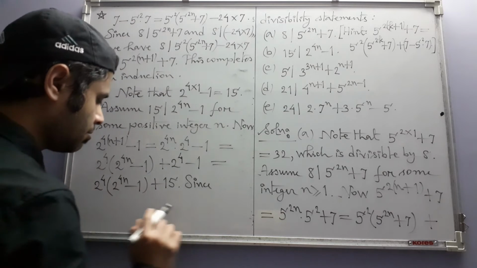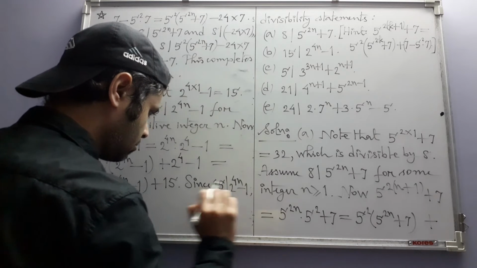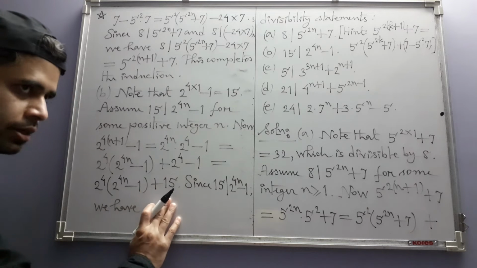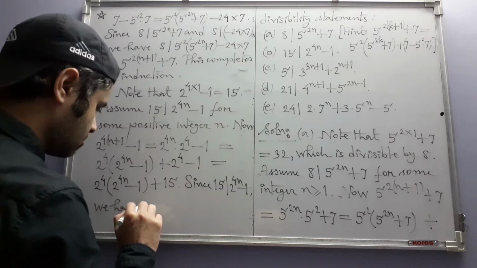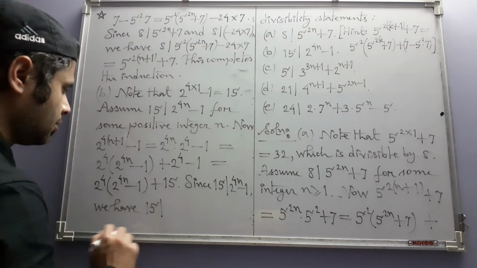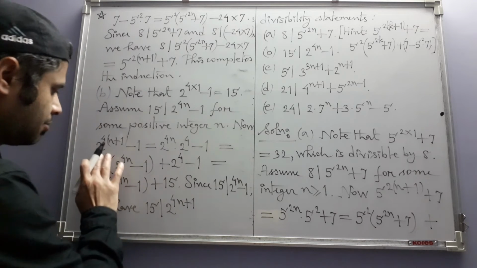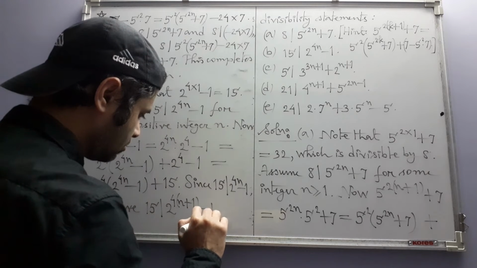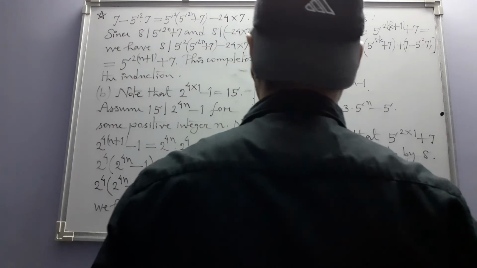Since this is divisible by 15, and this is in fact equal to 15, so the sum is divisible by 15. Without writing obvious things, we at once write this. That means ultimately, going back, this is divisible by 15. This completes the induction.